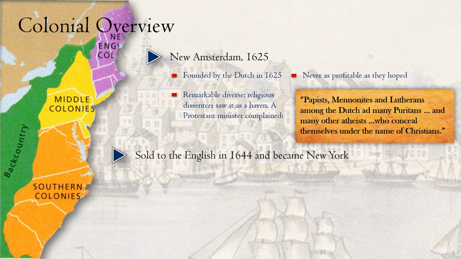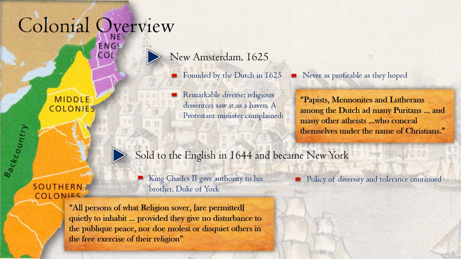Well, nevertheless, because it wasn't very profitable, the Dutch sold it to the English in 1644, and they promptly renamed it New York. Charles I gave authority to his brother, the Duke of York, for which the colony takes its name. And he decided to continue the policy of diversity and of tolerance. And the official bylaws of the colony say all persons of what religion soever are permitted quietly to inhabit, provided they give no disturbance to the public peace, nor do molest or disquiet others in the free exercise of their religion.